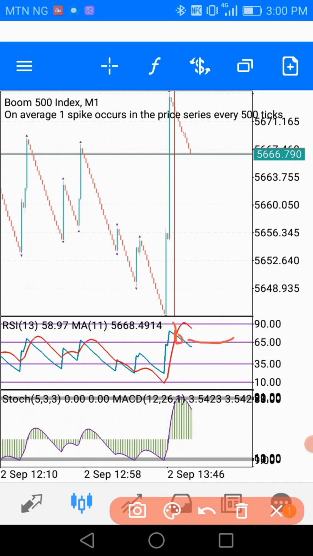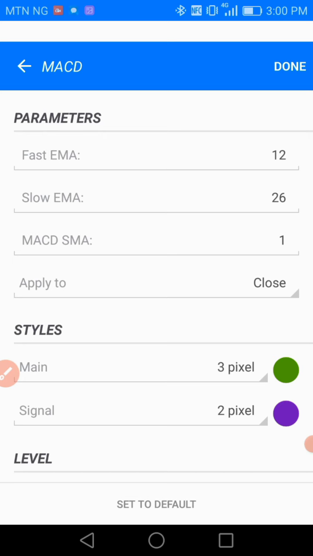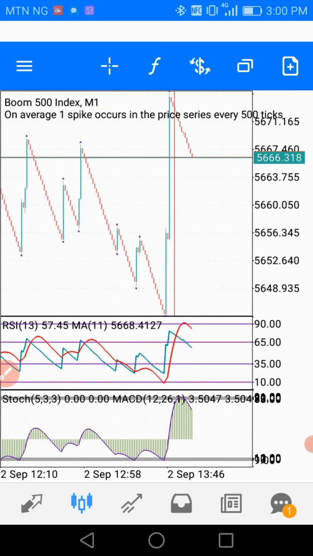If this MACD, pardon, I didn't give you the setting for the MACD, I beg your pardon. Let me quickly give you the setting for the MACD. I forgot that. This is the setting for the MACD. We have fast EMA to be 12, slow EMA 26, MACD SMA 1, and you apply it to close. The main is 3 pixels, color is green. Use these colors, please. Then the signal is 2 pixels, color is purple. Then you click done. Now, back to the conditions.